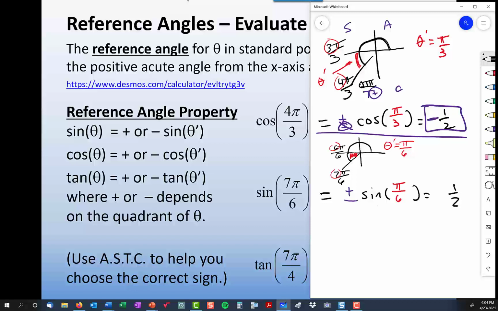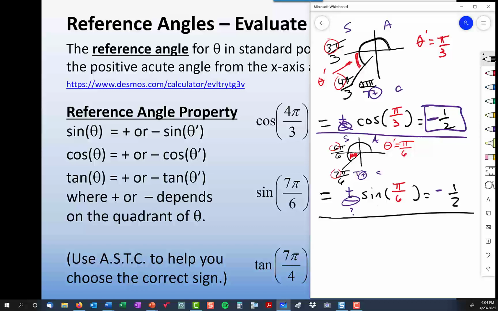Now we have to decide, is it positive or negative? Question mark. Positive or negative? So a smart trig class. We're in quadrant 3 again, which is positive for tangent, but it's negative for sine. So we had 2 in a row. This is a coincidence. They came out as negative 1/2.